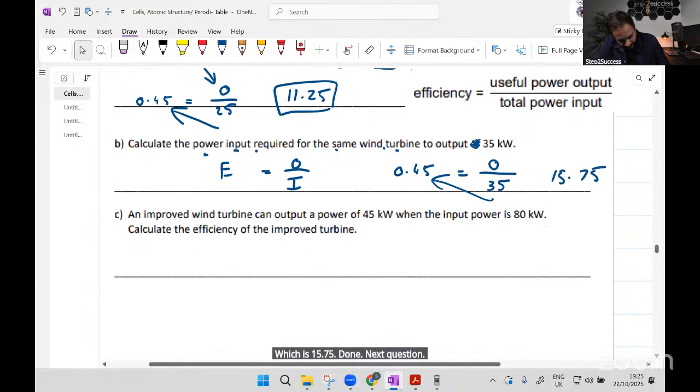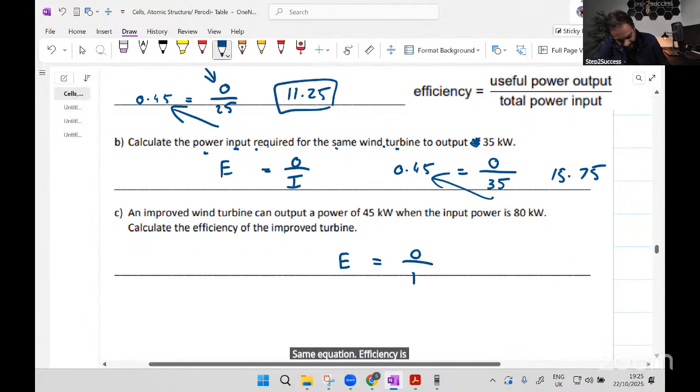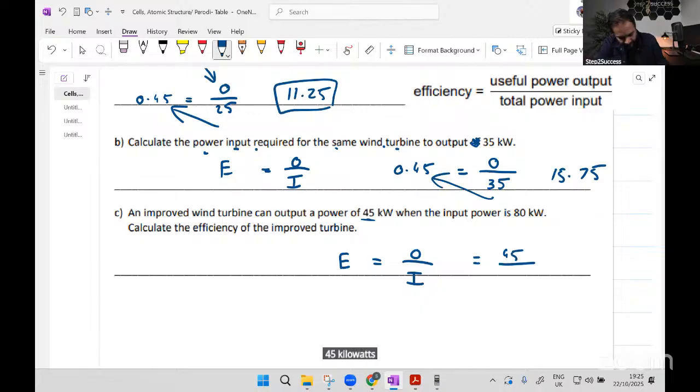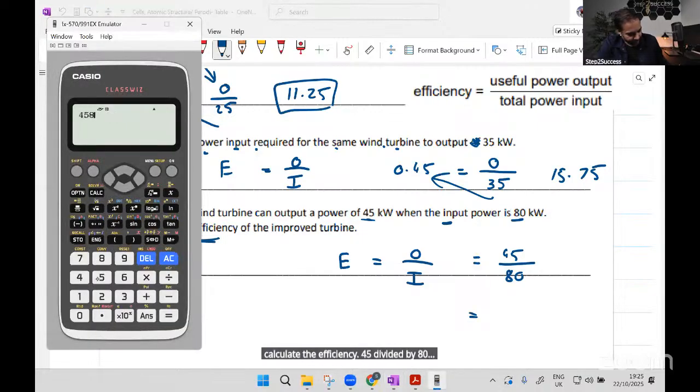Same equation. Efficiency is output divided by input. What does it say? An improved wind turbine can output 45 kilowatts if the input is 80. Calculate the efficiency. 45 divided by 80 is 0.5625.